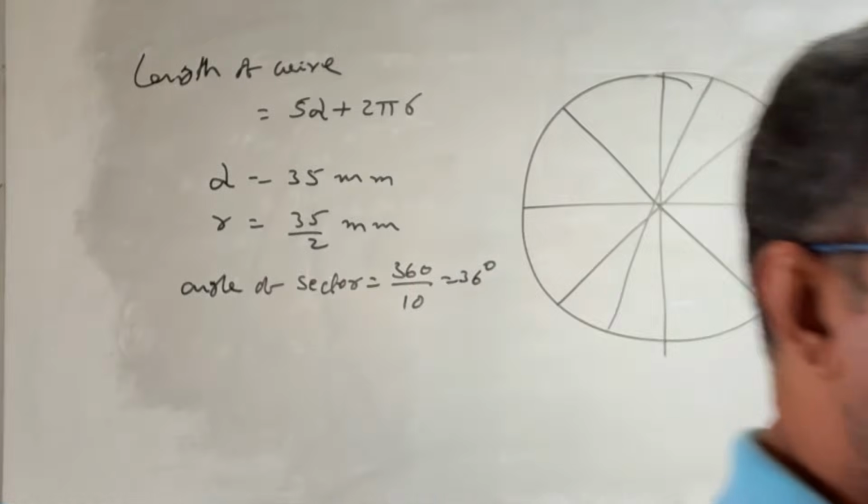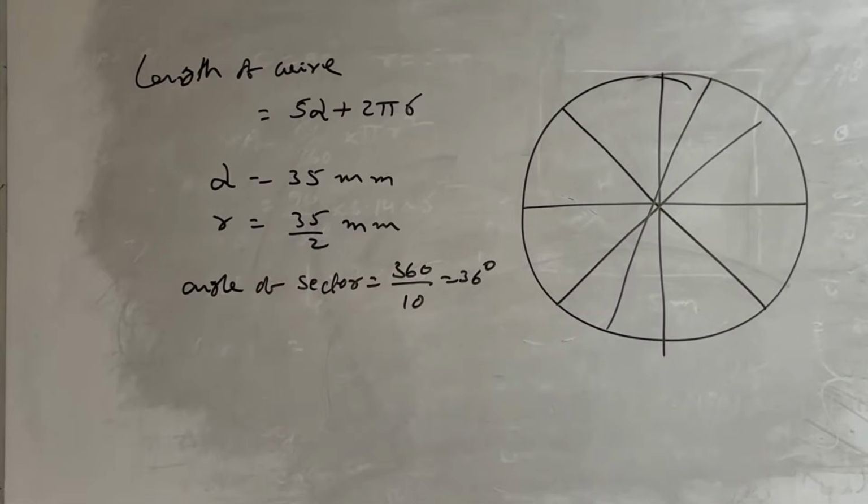Why is it 36 degrees? Because the total circle is divided into 10 equal sectors. That means the sector angle will be 360 by 10, 36 degrees. Sector angle 36 degrees and radius 35 by 2. Find the area of the sector. Area of sector, children, is theta by 360 into pi r square.